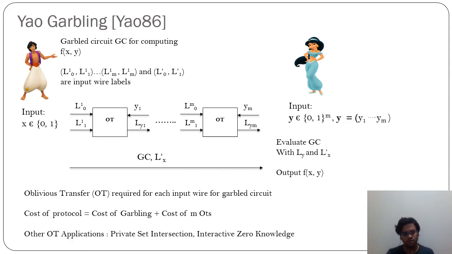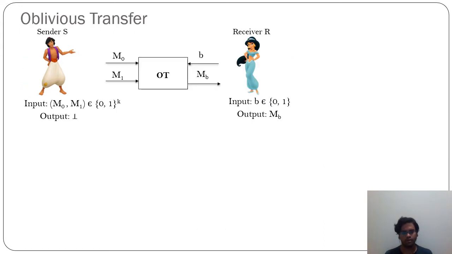Also, OT protocol has other applications. First is private set intersection, then you have interactive zero knowledge, and many more. So let's see what is an OT protocol. In an OT protocol, there's a sender who has two input bit strings M0 and M1, and there's a receiver who has a choice bit b. Now the receiver inputs b to the OT functionality and the sender inputs M0 and M1 to the OT functionality. Now the receiver obtains Mb, that is the message according to her choice.